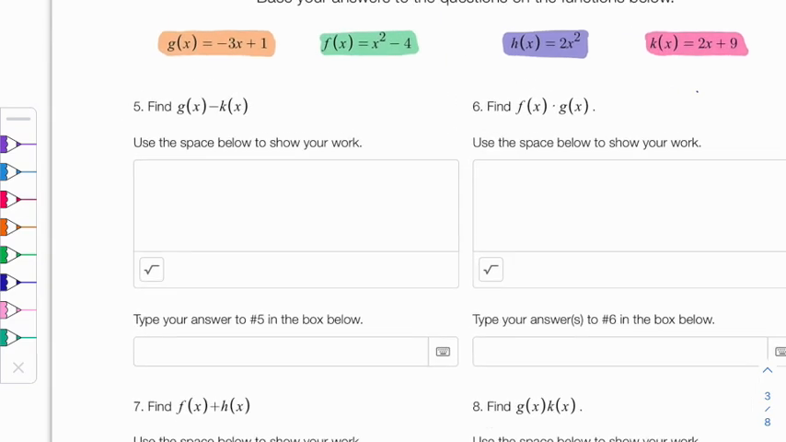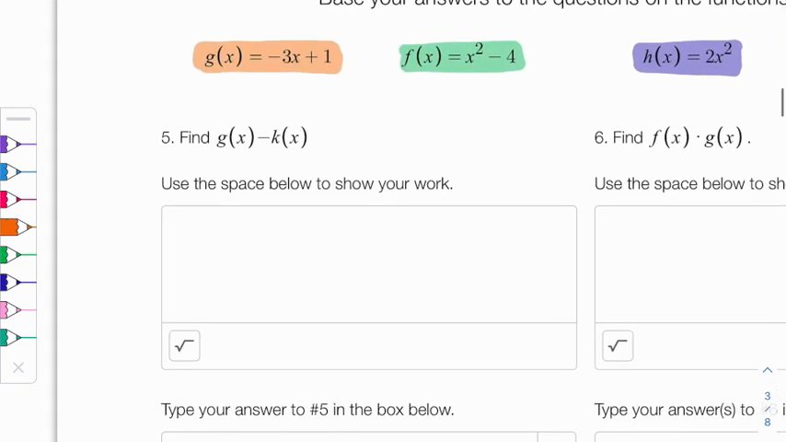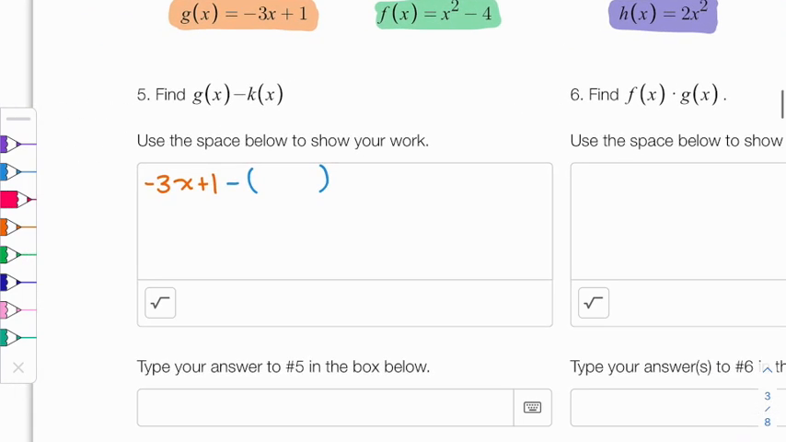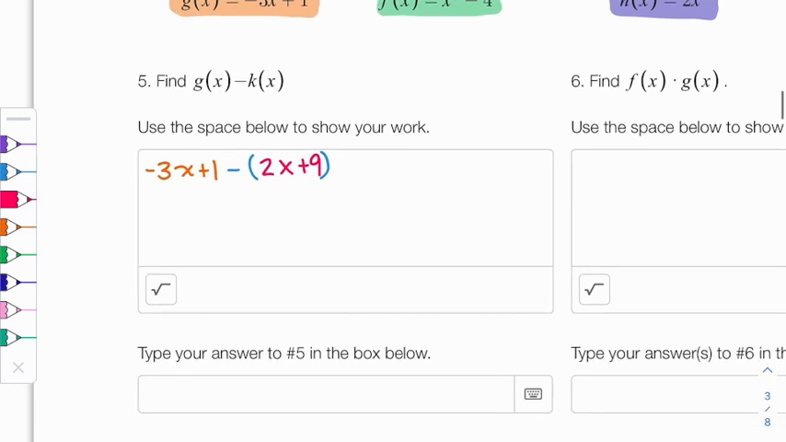So problem number 5 asks me to subtract, and when I subtract my functions, I need to put parentheses around my second function. So I'm going to subtract, and then I'm going to put parentheses around my k of x, which is 2x plus 9. And the reason I do that is because I want to subtract the entire function, each term of the function, each piece of the function. So I'm going to distribute that negative.